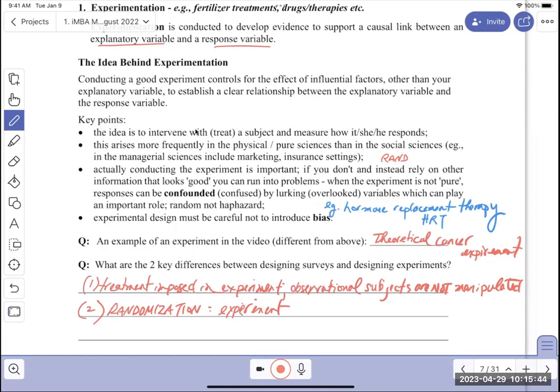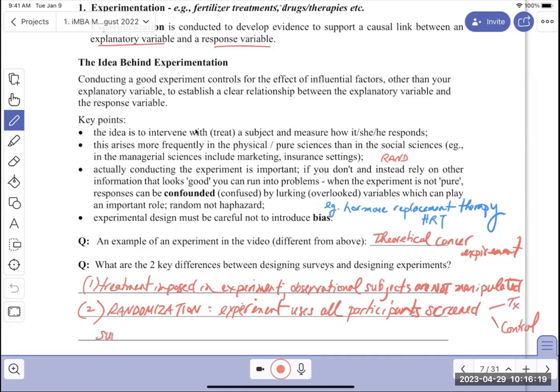So whoever is on your final list, you're going to use them. You're going to use everybody. And you're going to assign them to treatment and control group. All right.